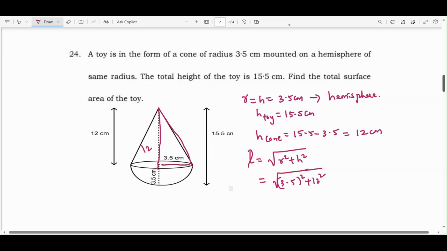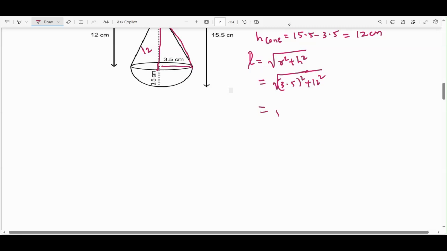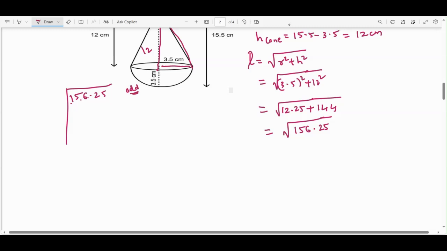If we square them, we get 3.5 square is 12.25 plus 12 square is 144. When you add both we get the root of 156.25. So we have to find the square root of this. We have two methods of finding a square root. There are 5 digits. If the count of the number is odd, we have to select only one digit, so we'll take the nearest square root of 1.